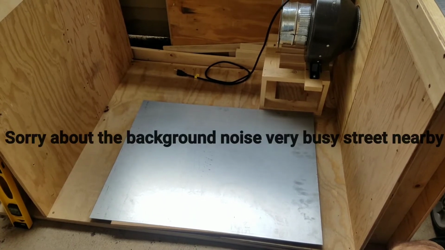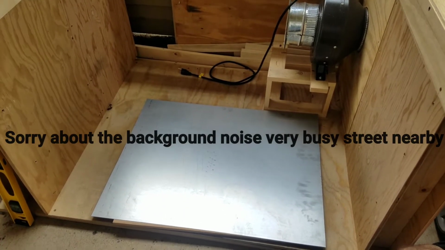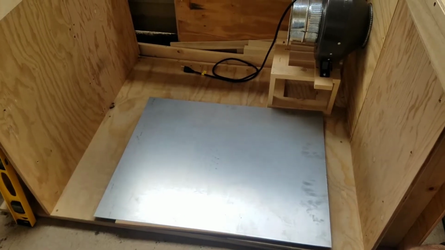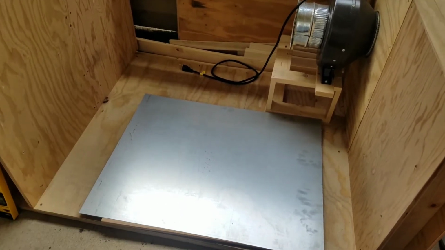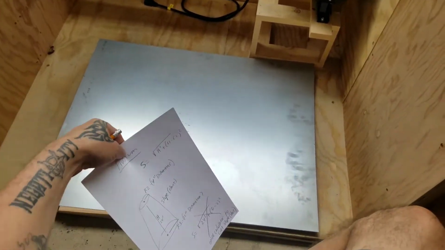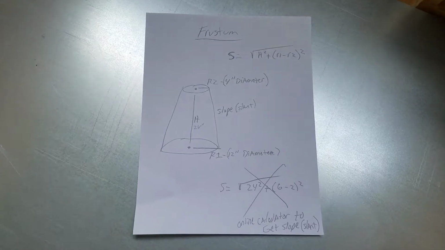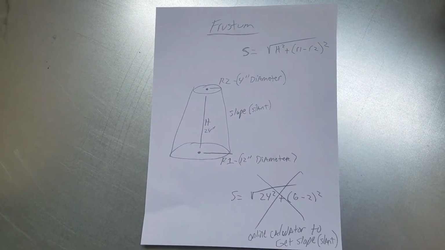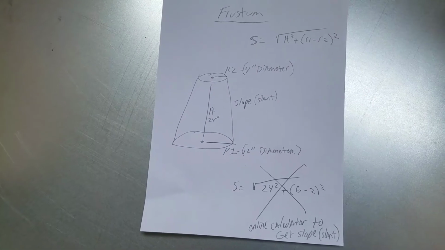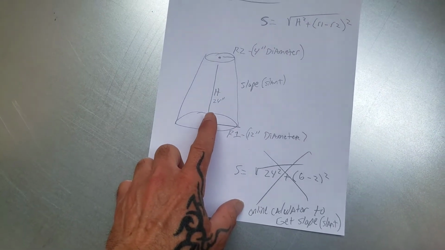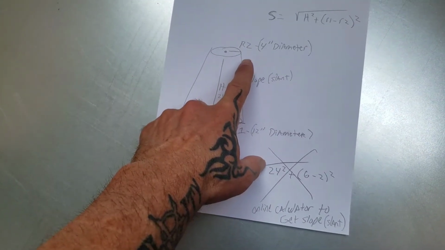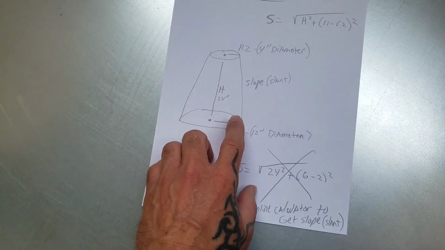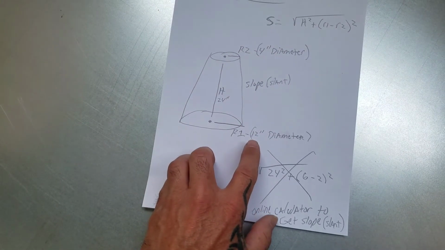We're going to build a frustum out of this sheet metal. There's all kinds of stuff online that make it really, really complicated, but I figured out how to do it. It's really easy. In this case, our frustum is going to be 24 inches high, 4 inch diameter at the smaller portion, this is kind of upside down, but 12 inch diameter at the top.